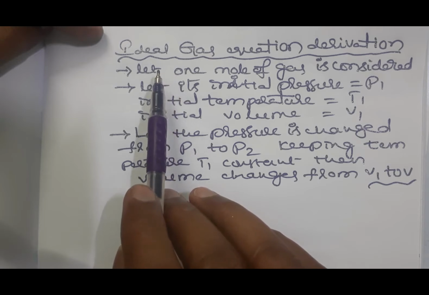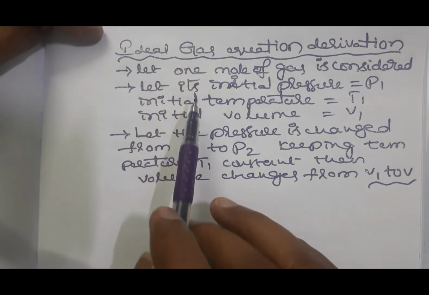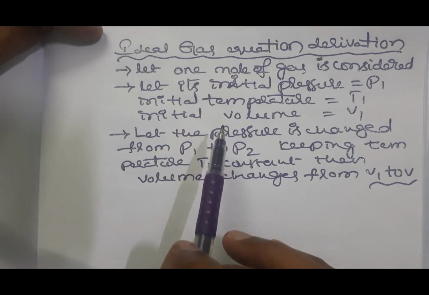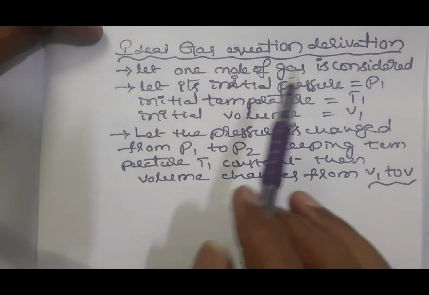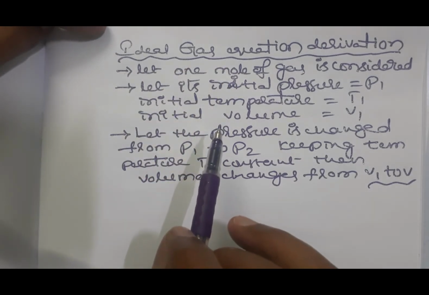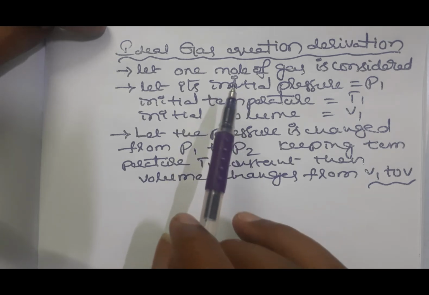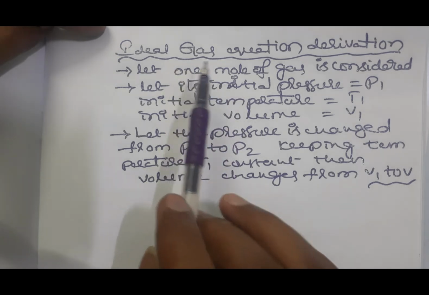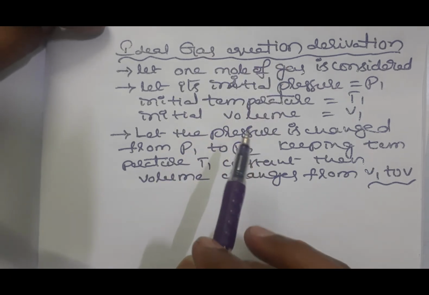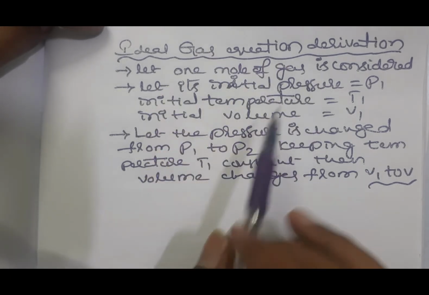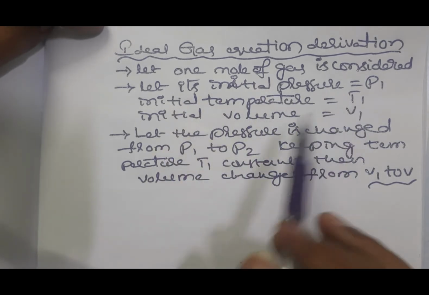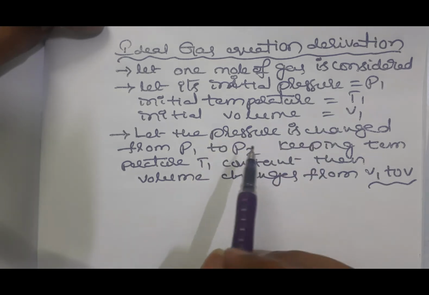The gas equation which shows the relationship among the pressure, volume and temperature of the gas when all three are changed is the ideal gas equation. So the ideal gas equation shows the relationship among the pressure of the gas, the volume of the gas and the temperature of the gas. Let 1 mole of gas be taken. Initially its pressure is P1, temperature is T1, volume is V1.